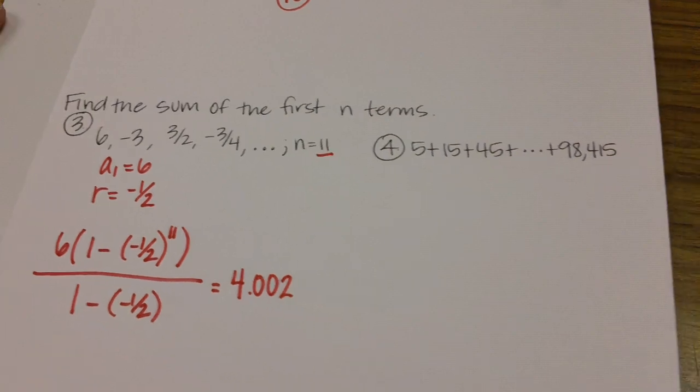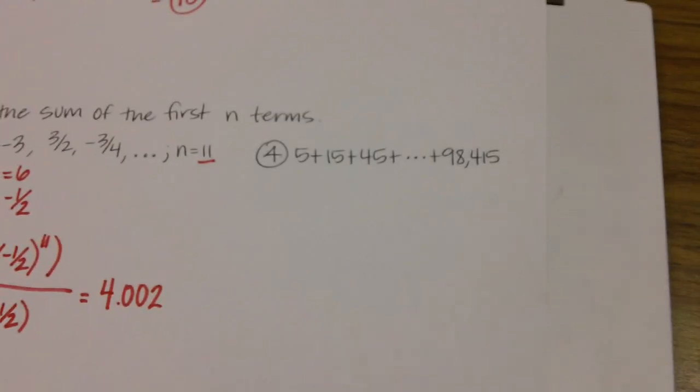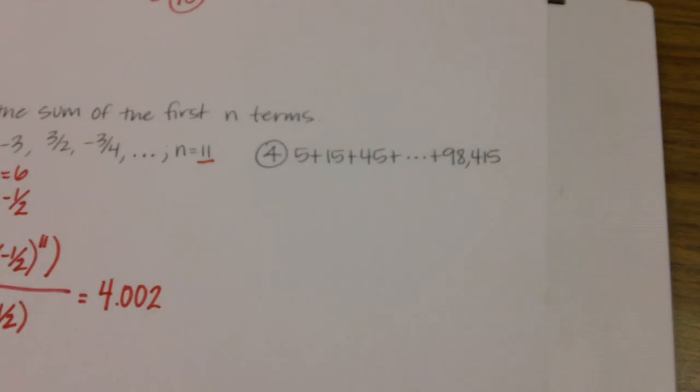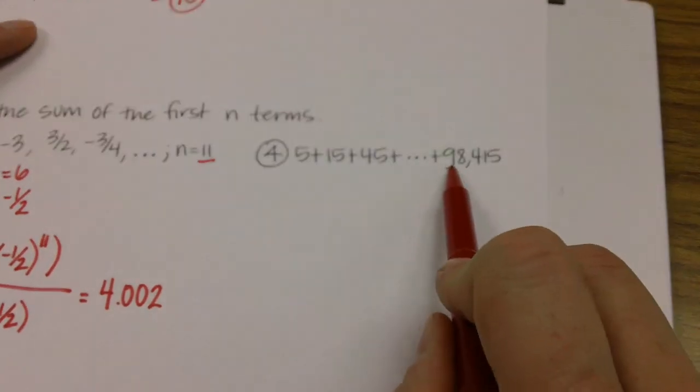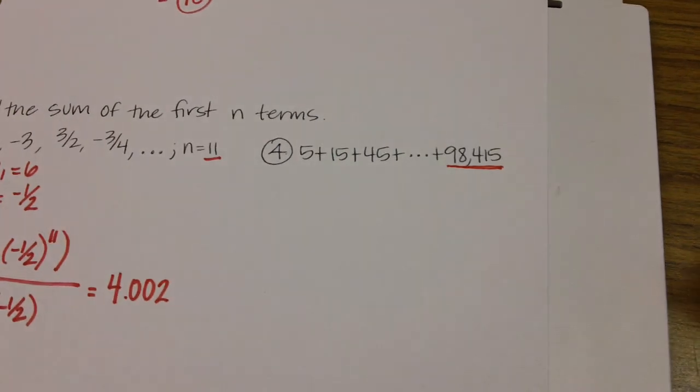All right, number 4. Number 4 is a little bit different because in number 4 they give you the summation between 5, 15, 45, and 98,415. Please note that this is one term, one value. Okay, so we know what our nth term is, but we don't know what n is. So that's our first step.